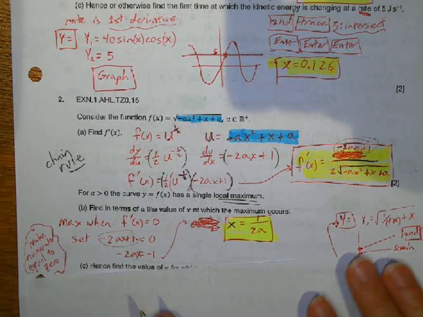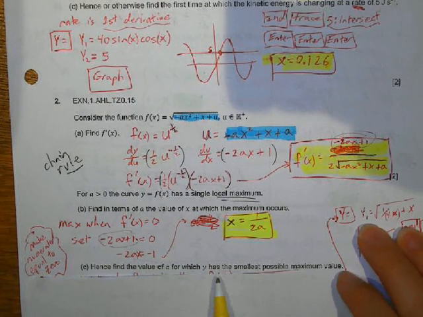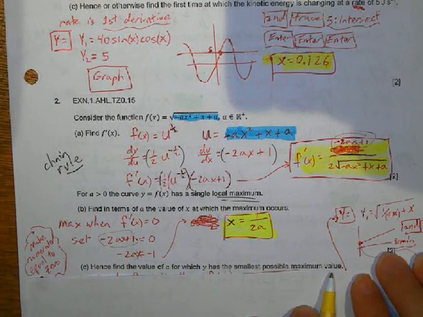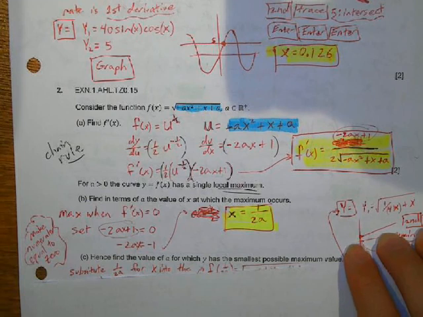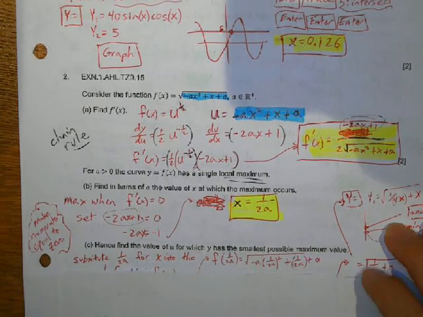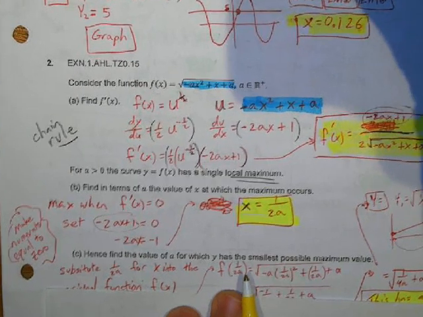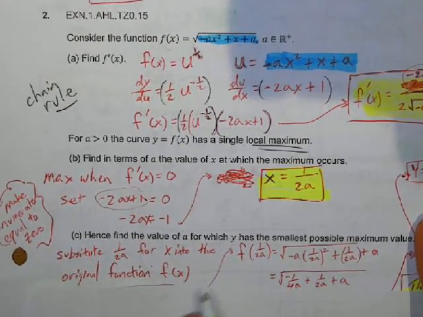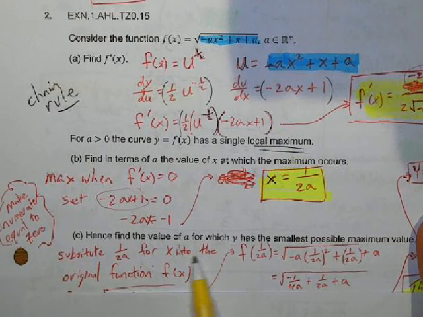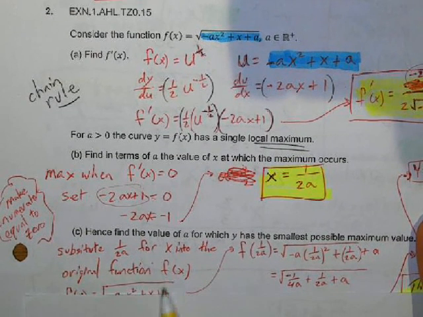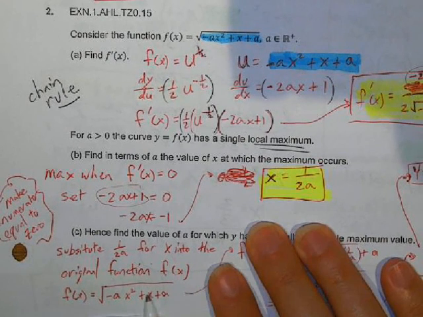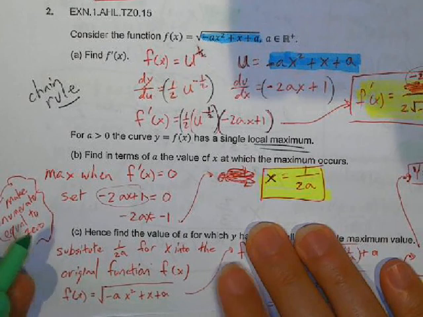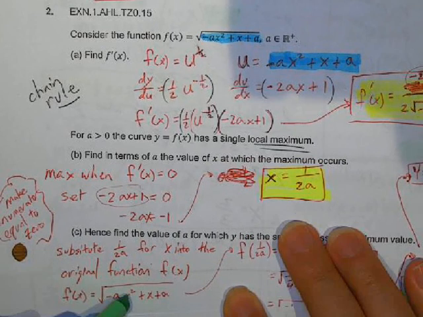Hence, find the value of a for which y has the smallest possible maximum value. So what we do is substitute 1 over 2a in for x in the original function. Here's the original function, and I'm going to replace x with 1 over 2a.